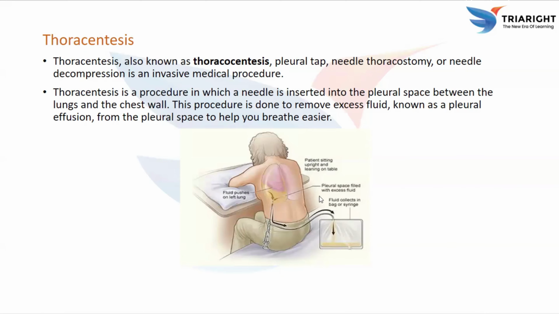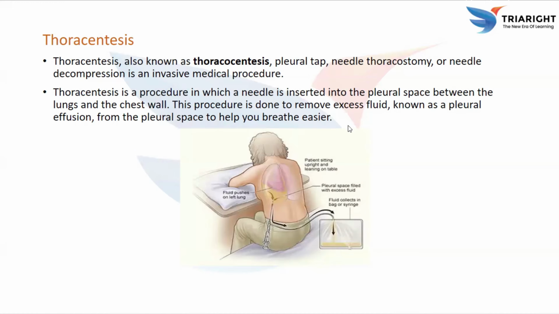The diagram here shows the patient usually sitting upright and leaning forward, with arms resting on a table or pillow. This position widens the intercostal spaces and also allows the fluid to collect at the base of the lungs. Now what is the site of needle insertion? It is usually done in the 7th to 9th intercostal space. The needle is inserted just above the upper border of the rib to avoid injury to the intercostal nerve and vessels.